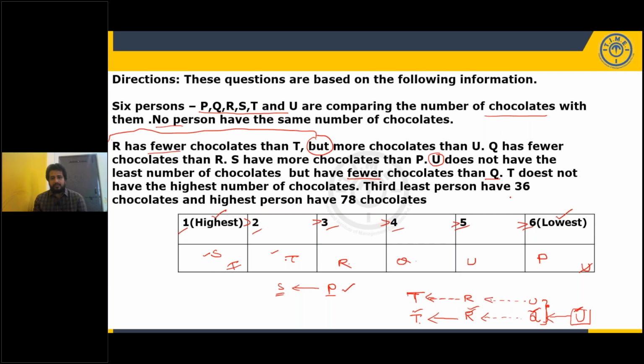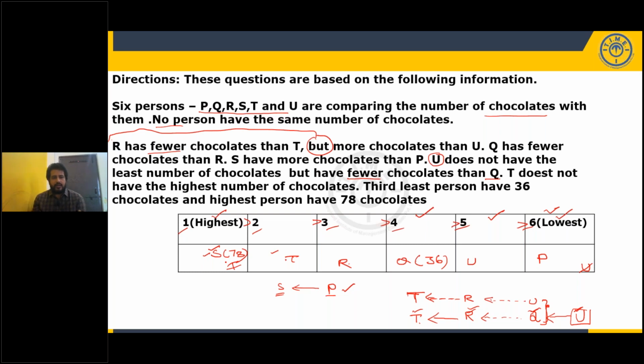The third least person has 36 chocolates. First least, second least, third least has 36 chocolates, and the highest person has 78. Highest, S, has 78 chocolates. That's it. This is the final arrangement.